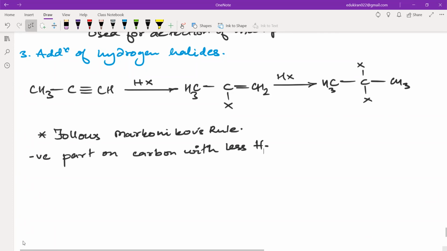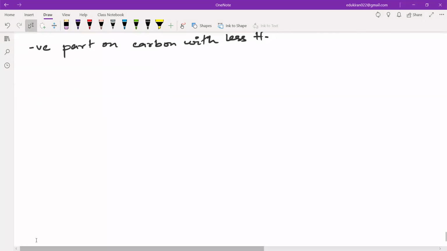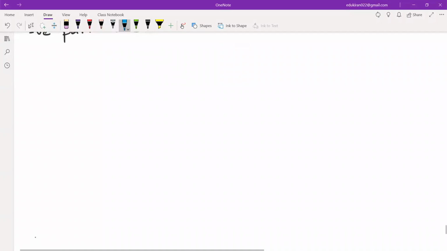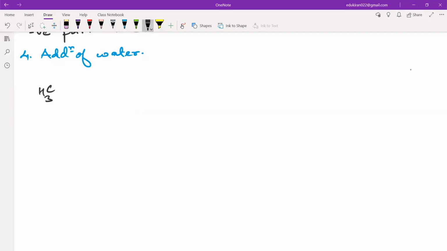Now, this hydrogen halide is important, but the most important one is the addition of water. And you are going to learn a new thing here. The fourth is addition of water. One thing is similar to the hydrogen halide. In hydrogen halides, we saw that it is going to add on that carbon which has less number of hydrogens. So in addition of water also, the negative part will attach on that carbon which has less number of hydrogens. So we have, let us say, CH3, single bond carbon, triple bond CH plus HOH, that is water.